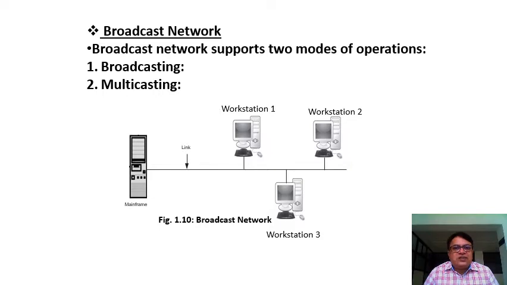Radio is broadcasting. What is meant by multicasting? Multicasting is when I am communicating with many, and not all. There is a difference between many and all. I hope everybody understands. Broadcasting is when the sender is communicating to all. In multicasting, the sender is communicating to many recipients, many receivers, and not all. In the broadcast network, we have only one communication channel.